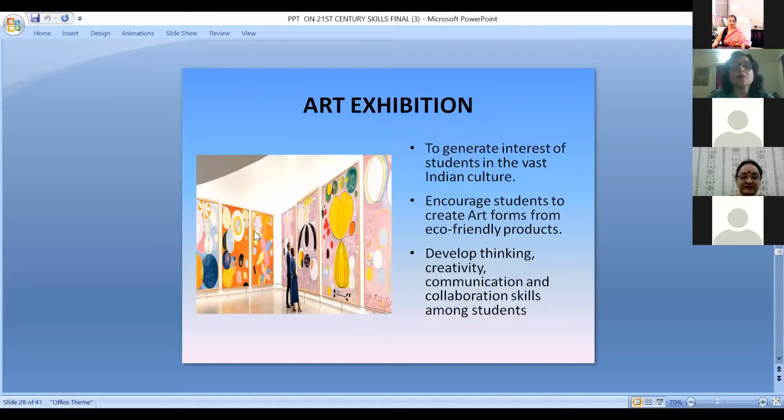Then they talk about art exhibitions, which are being organized as inter-school art exhibitions, to generate interest of the students in the vast Indian culture. It encourages students to create art forms from eco-friendly products. So these kinds of exhibitions will again bring thinking, creativity, communication and collaboration skills, because children will be getting together at one place, working in different dimensions. So that will also help the students to work collaboratively.